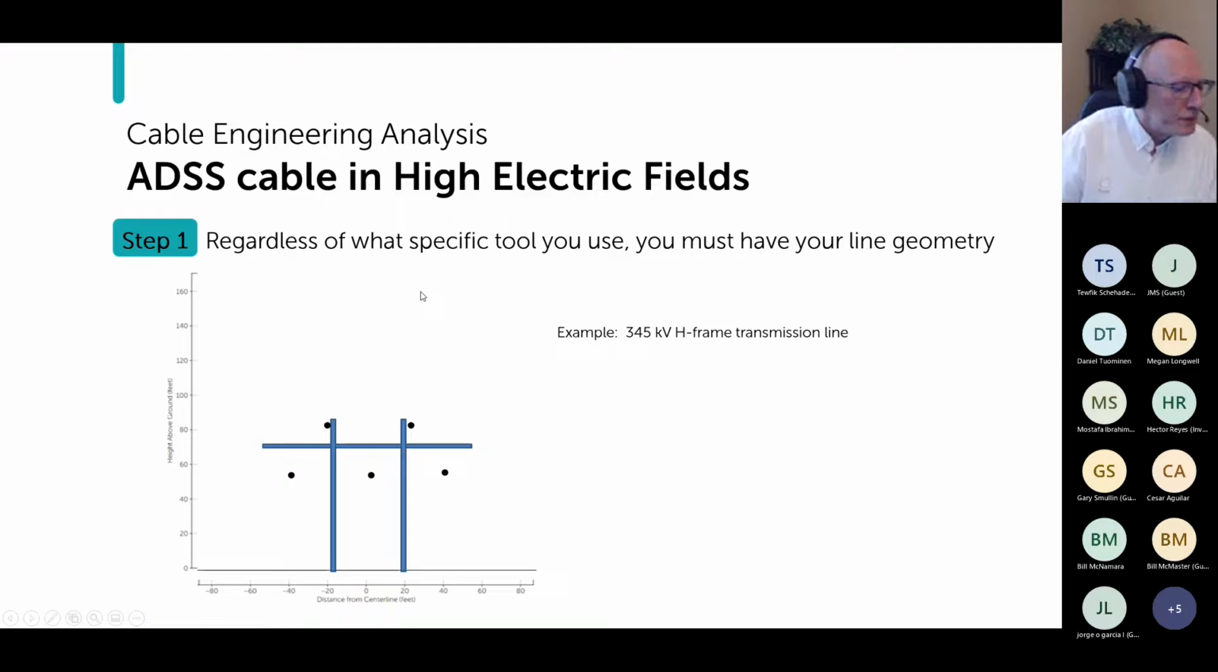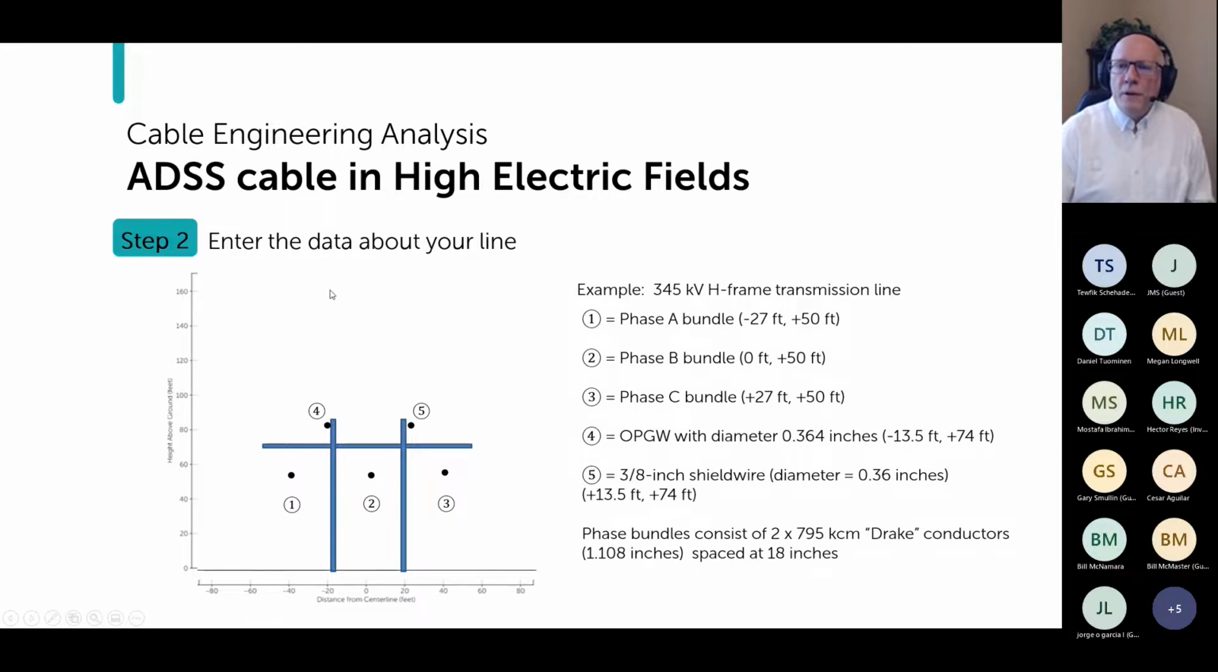So regardless of what specific tool you use, you've got to start off with your line geometry. This is just a 345 kV H-frame transmission line that I ran across from one of our customers a few years ago, and the geometry is pretty basic. You have to map everything into Cartesian coordinates. Here, the phases are 1, 2, 3, A, B, C. Here's where they map in Cartesian coordinates.